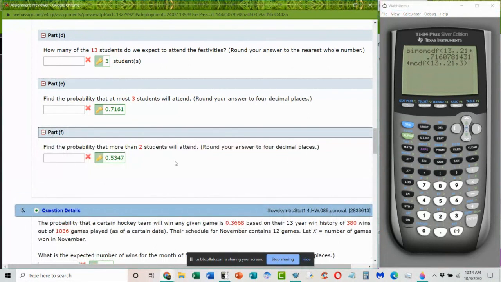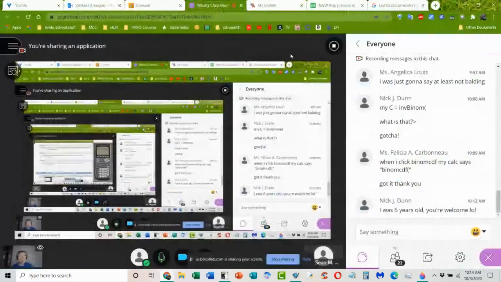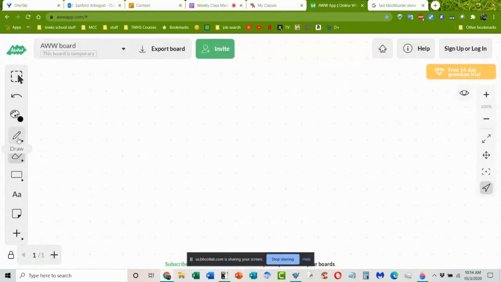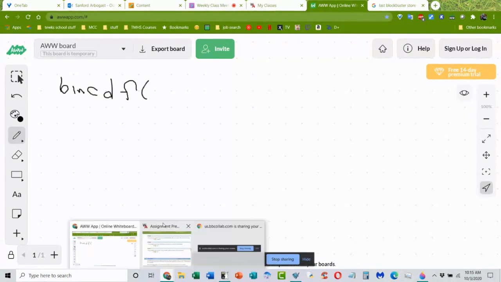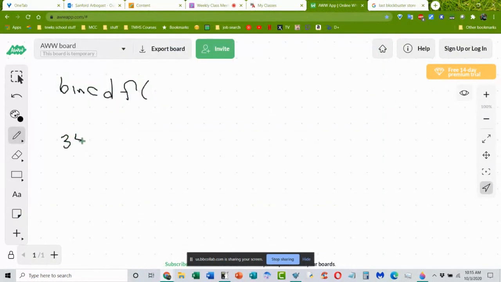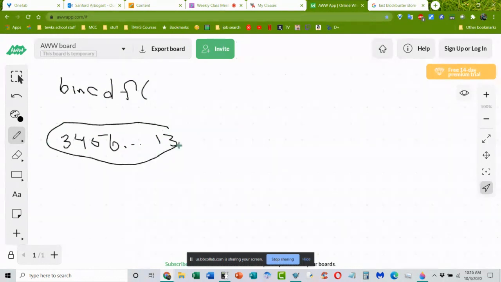This one says more than two students. Because it's more than, and your calculator only does less than, you're still going to do the binomial CDF, but we are interested in more than two. So that means we have three, four, five, six, and so on, all the way up to 13. They want to know the probability of these things occurring. Well, your calculator, except for the people with the really new ones, doesn't do that. It can only tell us two or less. So I can look at zero, one, and two, and I could find those.